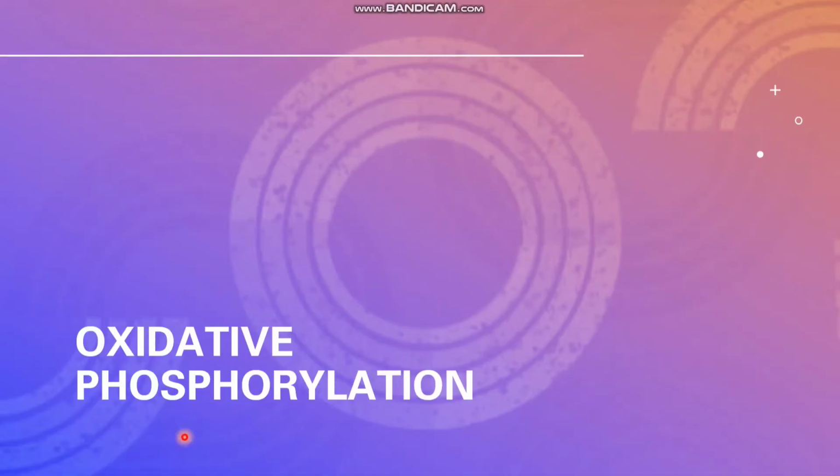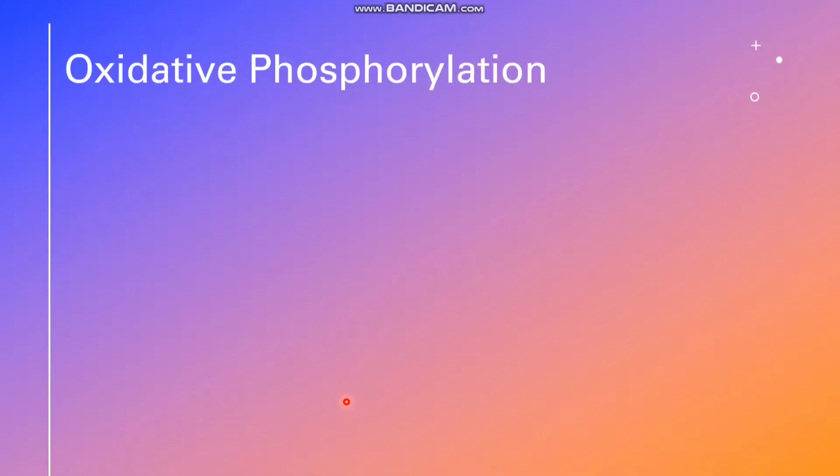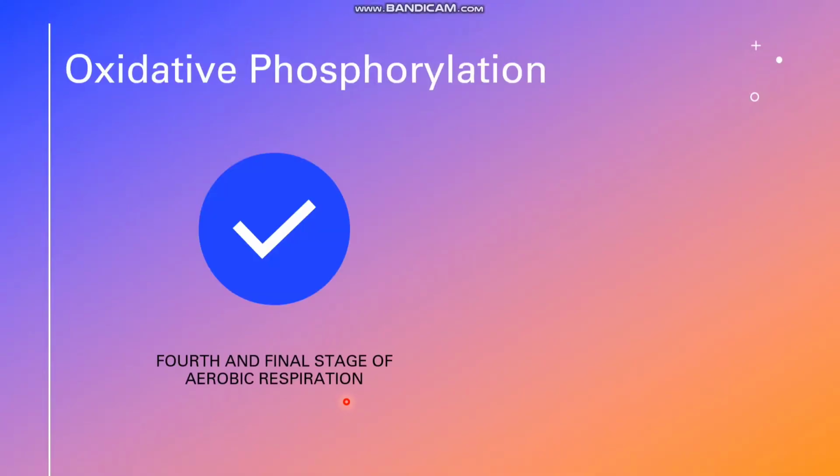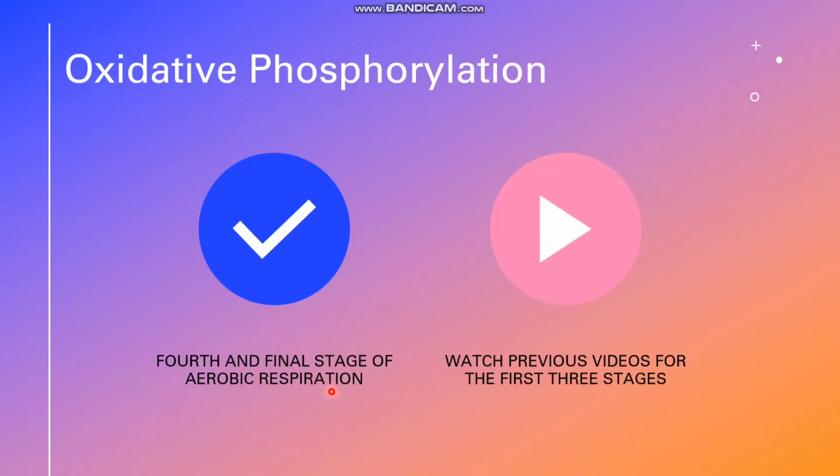Today's video is on oxidative phosphorylation. Oxidative phosphorylation is the fourth and final stage in aerobic respiration. So I recommend, if you haven't looked at the previous 3 stages, that you go watch my videos on glycolysis, the link reaction, and Krebs cycle.